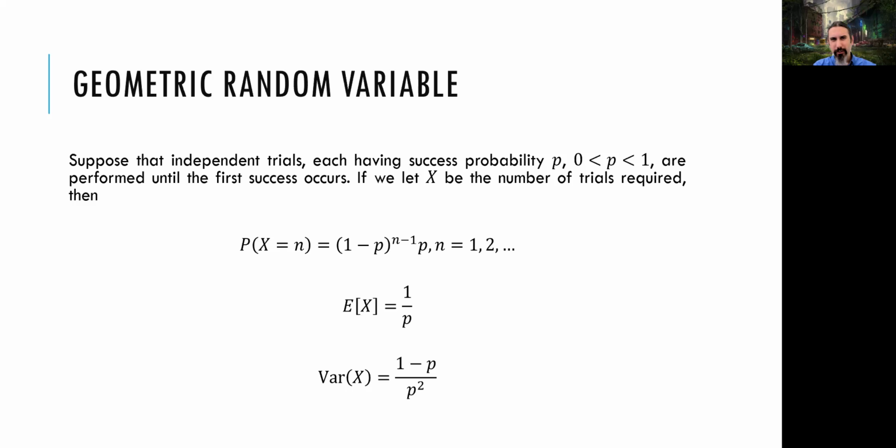Now, to do that, you have to fail n minus 1 times, if the total number of trials is n. So you have to fail n minus 1 times, which is going to give you this one, (1 minus p) to the power of n minus 1. And then multiply with p, because your last trial is going to be a success. This is your PMF, the PMF for the geometric random variable. Now, the expected value is 1 over p, and the variance is (1 minus p) over p squared.